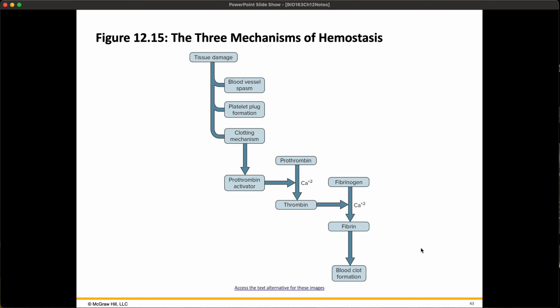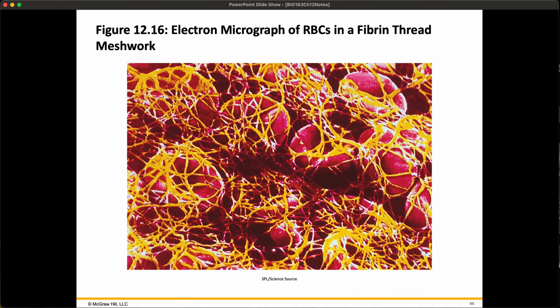So here's a nice little depiction of all three mechanisms of hemostasis. Tissue damage first, some kind of cut or a break of the blood vessel. There's the vascular spasm, the platelet plug formation, and then lastly the clotting mechanism. Clotting mechanism has that prothrombin activator. Prothrombin gets turned into thrombin, fibrinogen into fibrin, and then that forms that blood clot formation. Here's just a picture of that. You can see these red blood cells kind of covered by this fibrin mesh, sticking them all together. So these are not platelets, these are red blood cells.